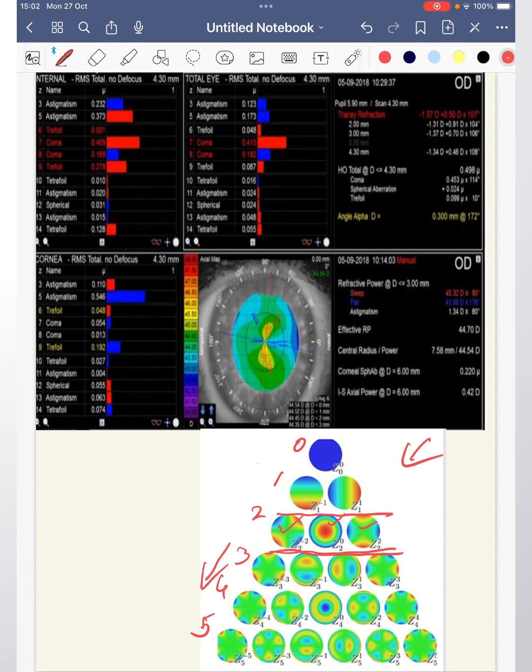These aberrations are listed over here for the human crystalline lens, for the cornea, and then for the total eye. As you can see over here, for the lens, there are quite some aberrations: coma, trefoil, astigmatism. For the cornea, other than astigmatism, there's not much of aberrations over here. So for the total eye, whatever aberration you are seeing is mainly the product of the human crystalline lens.